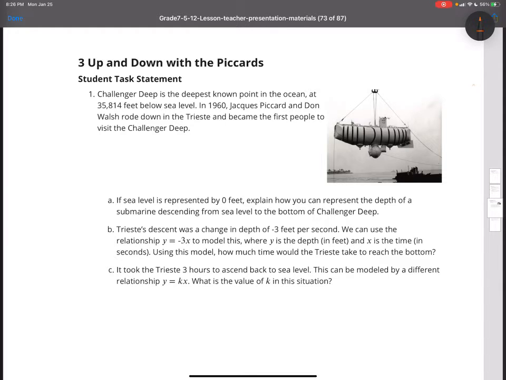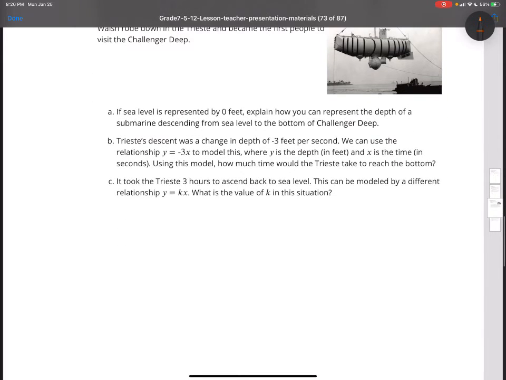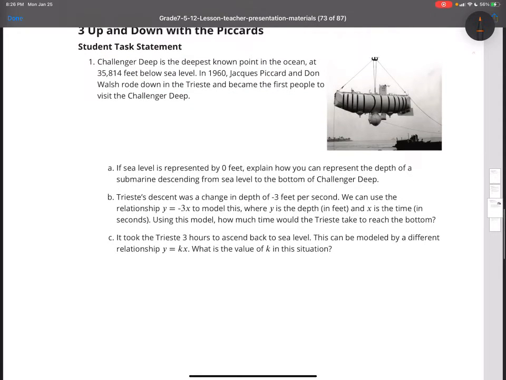Question 1. Challenger Deep is the deepest known point in the ocean at 35,814 feet below sea level. In 1960, Jacques Piccard and Don Walsh rolled down in the Trieste and became the first people to visit the Challenger Deep. Part A. If sea level is represented by 0 feet, explain how you can represent the depth of a submarine descending from sea level to the bottom of the Challenger Deep.